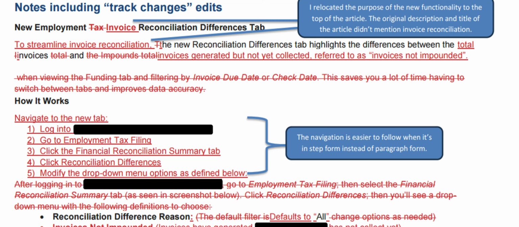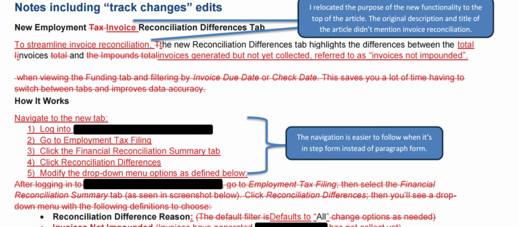Let's take a quick look at these edits in track changes mode in Word. I like using this approach so the document owner can easily see what's been changed. Starting with the title, I didn't understand why the title didn't mention invoice reconciliation. It was labeled tax reconciliation, which to me is a completely different process.